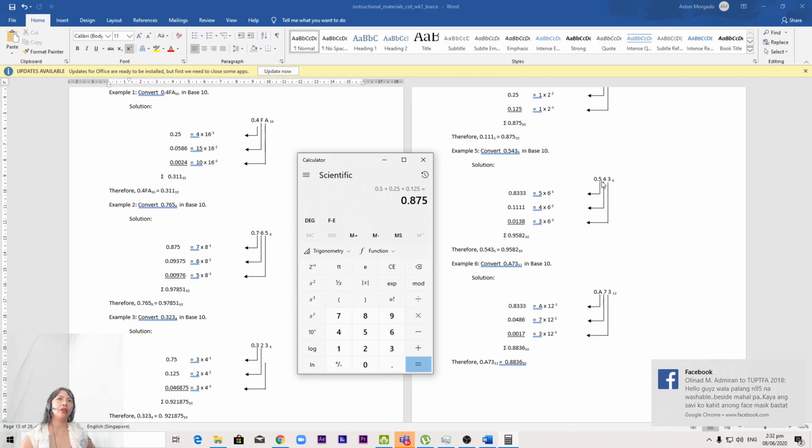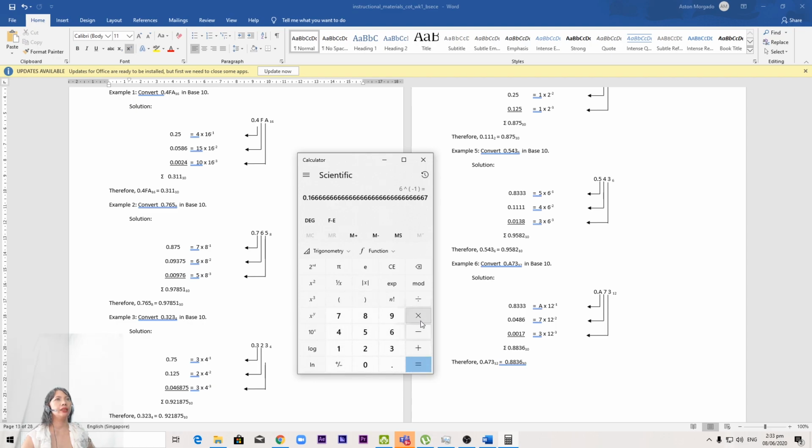So you start by multiplying the MSB by n to the negative 1. So this is 6 to the negative 1, then 6 to the negative 2 and 6 to the negative 3. So we start with 5 times 6 raised to negative 1. We have an infinite number here, so we will only take note of four decimal digits. So we have 0.8333.